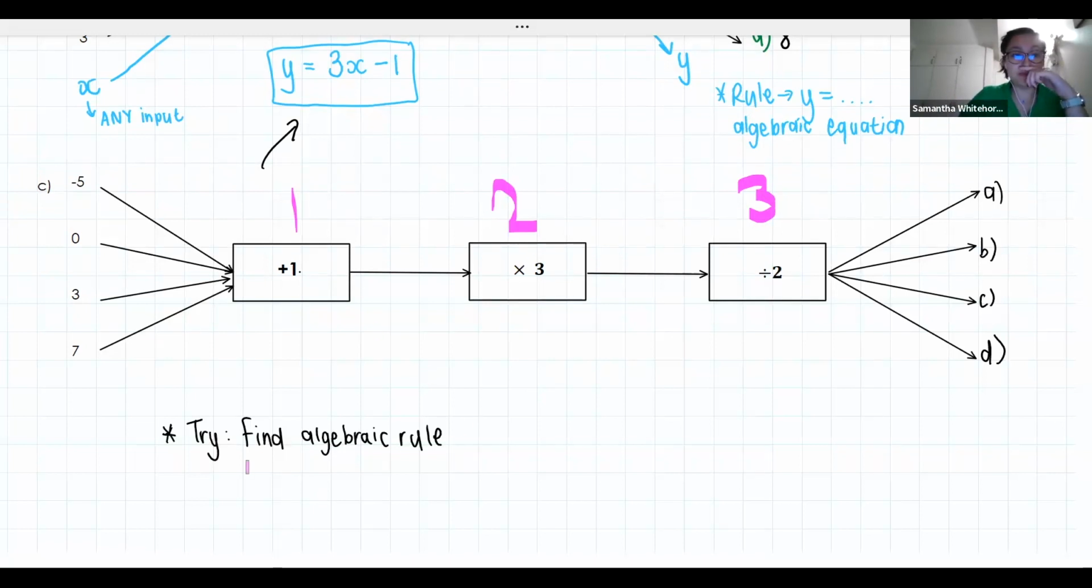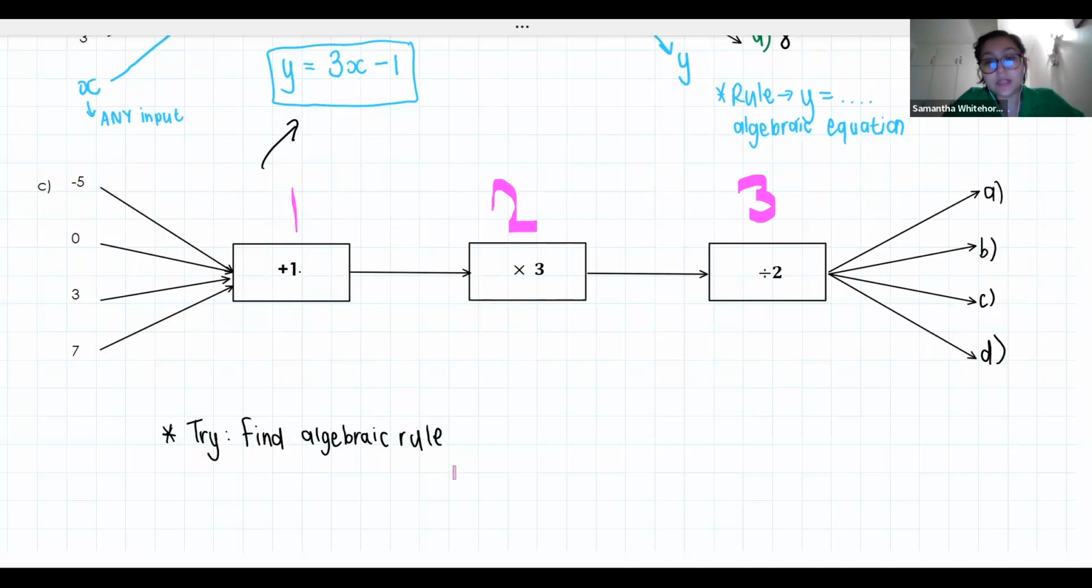Okay, these hands better be for questions. Ma'am, I just wanted to ask, how do you find, because I get confused with the rules, how do you find the algebraic rules? Okay, so like I explained in the last example, if you've got a flow diagram, you just apply the flow diagram. We're going to do it with this one as well, so you'll see.